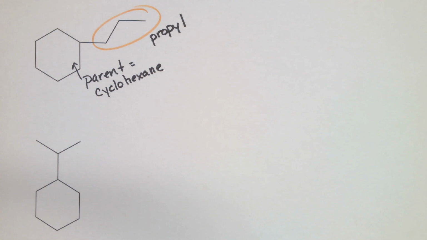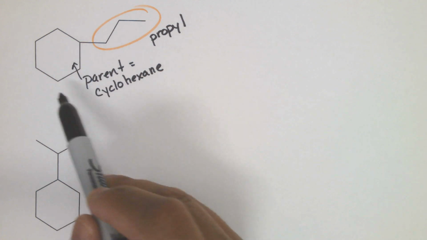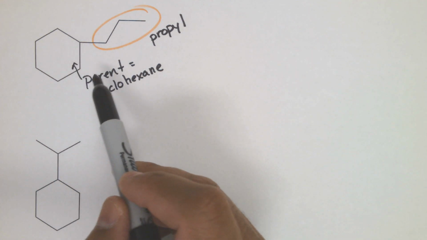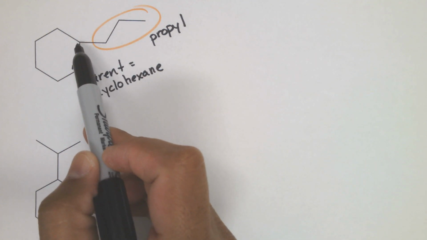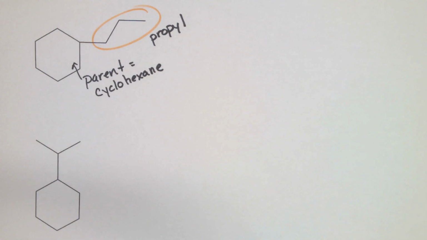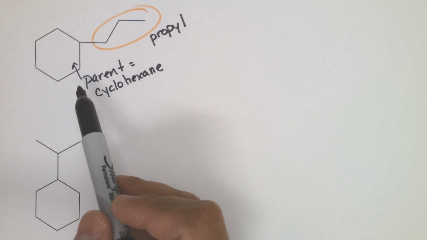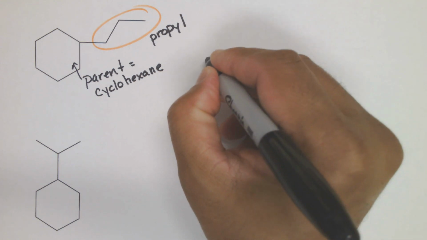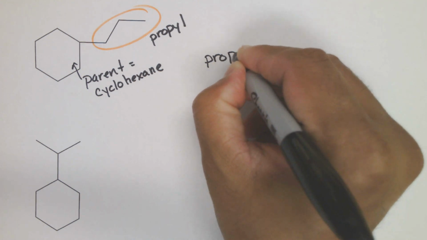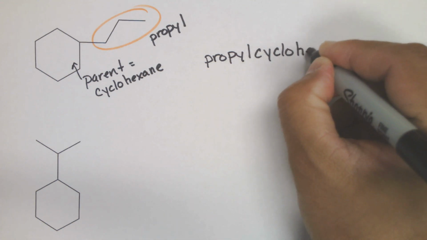We want to number the parent chain so we can tell the reader where the substituents are located. But there's a special case here. Because this is a ring and there's only one substituent, clearly the substituent must be at carbon number 1. So usually for these mono-substituted rings, there's no need to say 1-propylcyclohexane. We can simply just name this as propylcyclohexane.